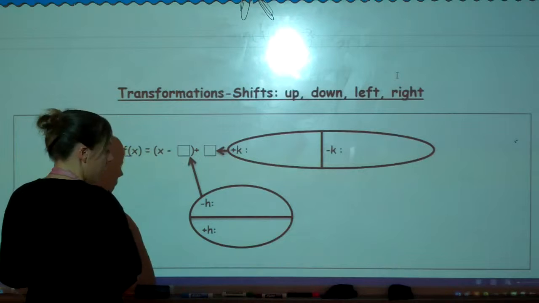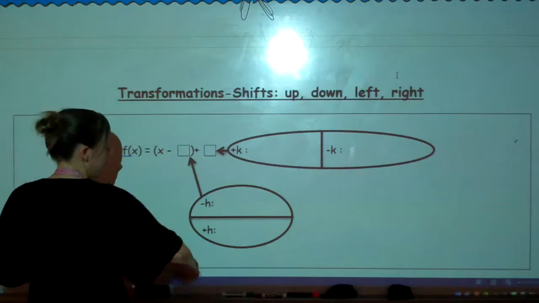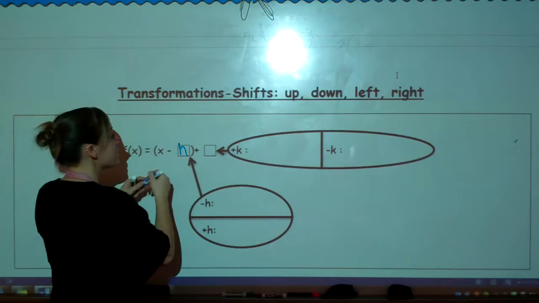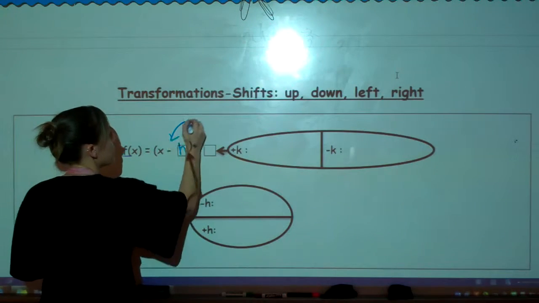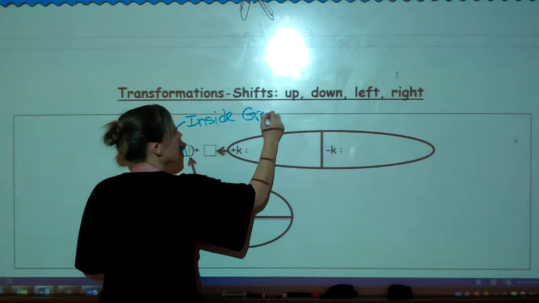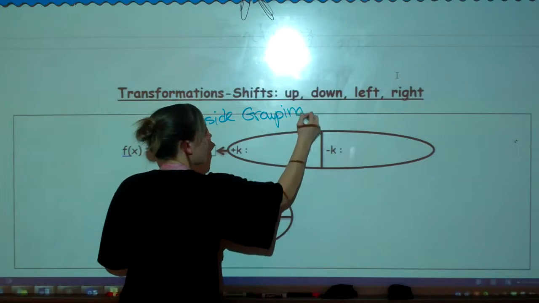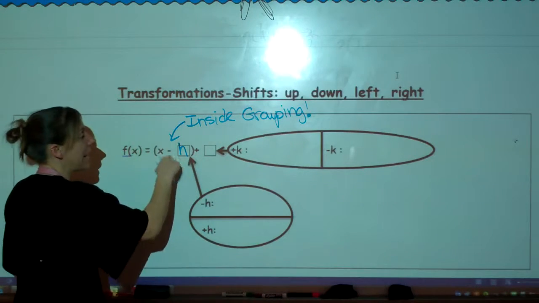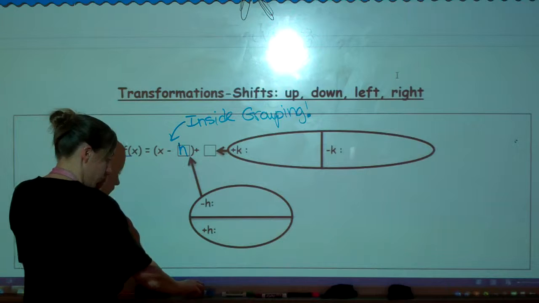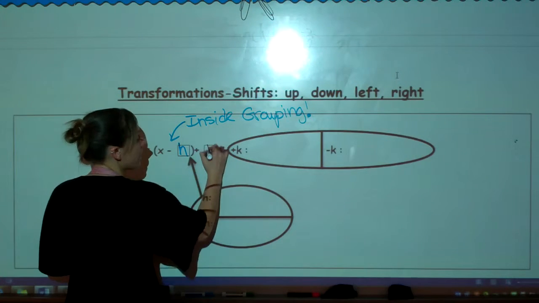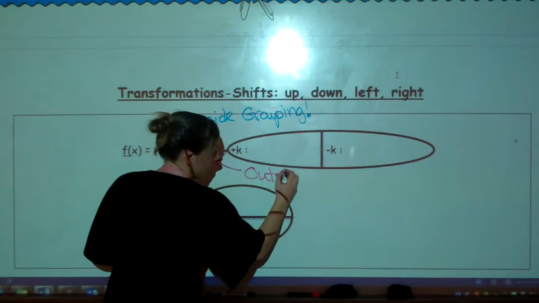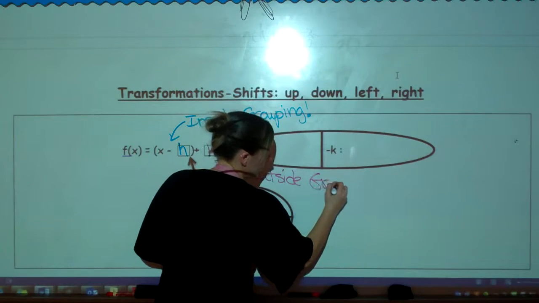So we are going to call this x minus h, which is inside the group, inside grouping. Okay, so the number h is what we have inside whatever group we have, and then k is whatever we have outside our grouping.